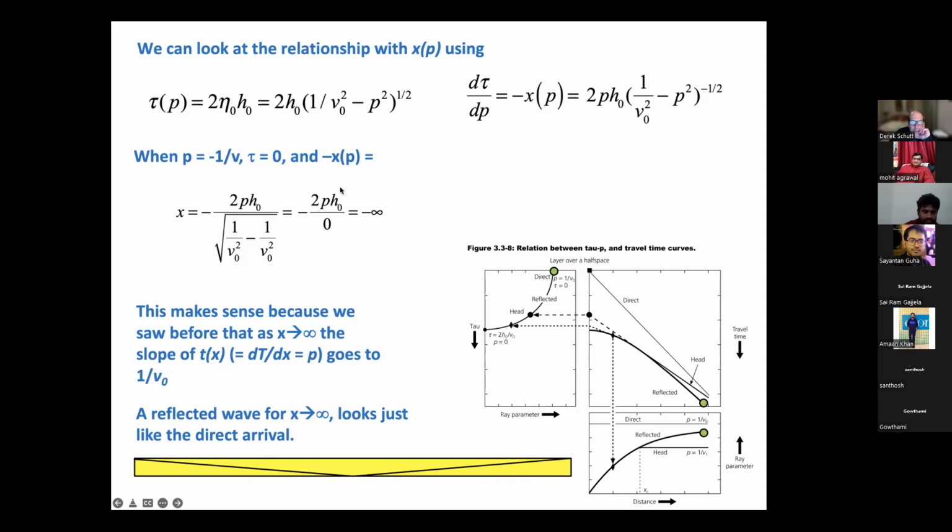Now, if I plug in ray parameter equals 1 over v naught and tau equals 0, x goes to infinity. That makes sense if I think that if ray parameter is 1 over v naught, then basically I've taken my ray parameter and I've gone to infinite distance. And what we'd see is basically a reflected wave that looks a lot like our direct wave. And so in the limit, as x goes to infinity, ray parameter goes to 1 over v naught, and tau becomes 0 because the intercept of this starts to approach being 0.